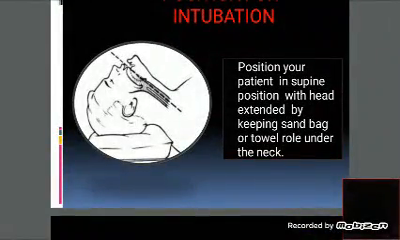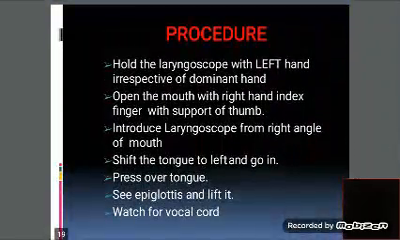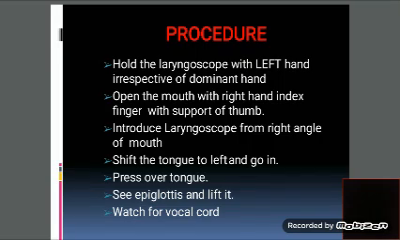Position for intubation: we need to position the patient in supine position, but the neck of the patient needs to be extended by keeping a sandbag, towel roll under the neck or pillows. In the procedure, endotracheal intubation is mainly performed by a doctor. So the nurse is responsible to assemble the required articles which are needed and to assist during the procedure.